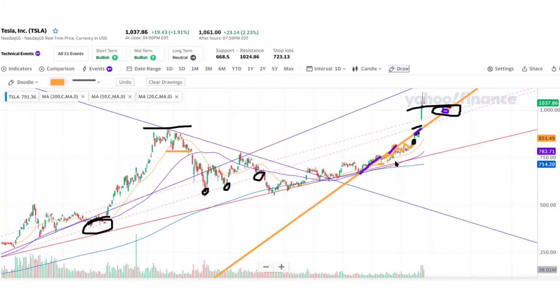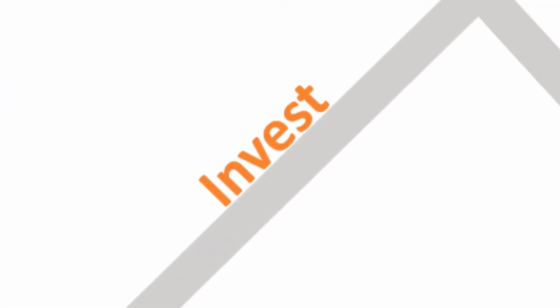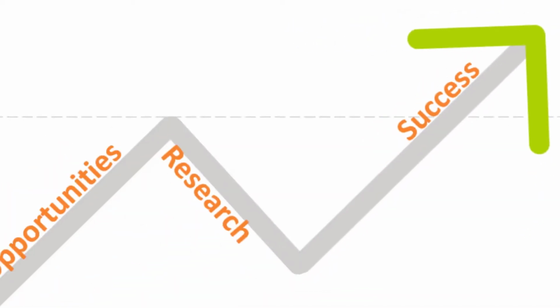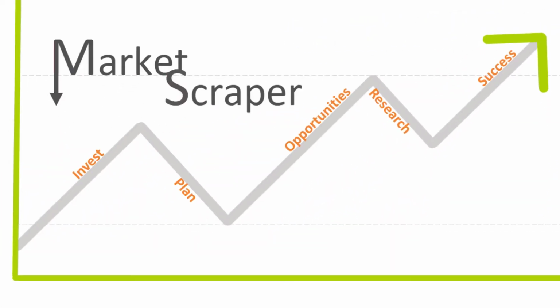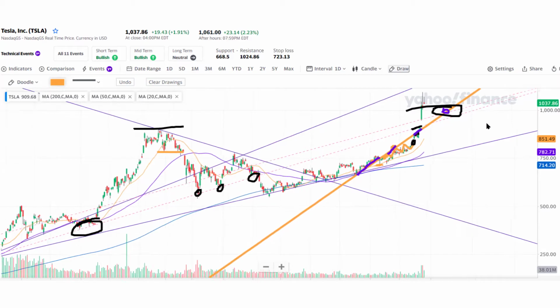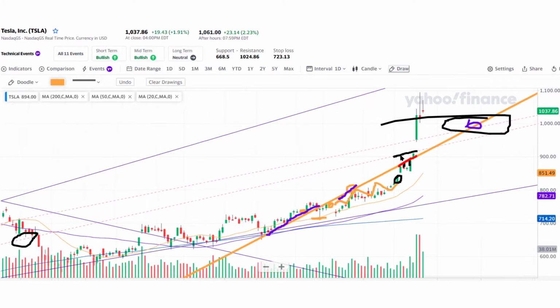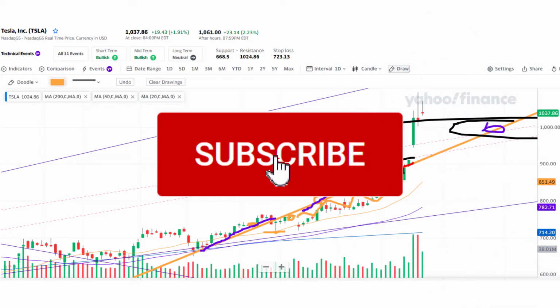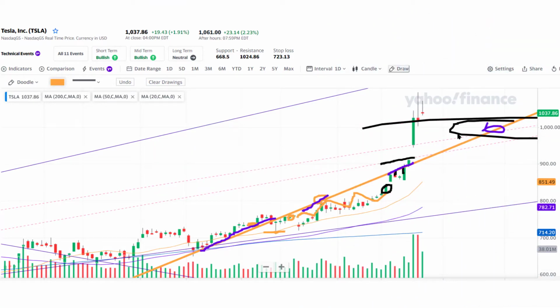Let's look at Tesla stock real quick. So Tesla stock here, we talked about this area of resistance here, and we also talked about that we think we're going to go to 1,000. And so we definitely got to 1,000.